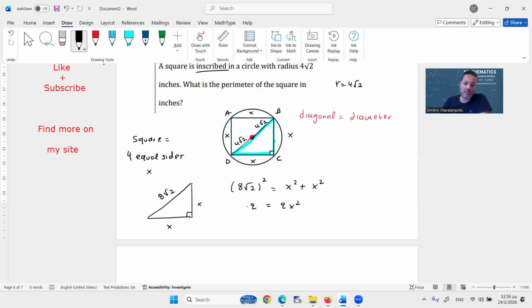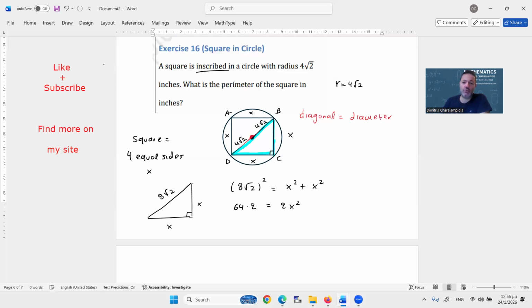So 64 times 2 is 2x squared. Therefore, 64 is x squared, which means that x should be 8. In general, it would have been plus minus 8, but since we're actually doing an application on geometrical shapes, and these stand for lengths, we cannot have negative lengths, therefore we only accept x equals 8.